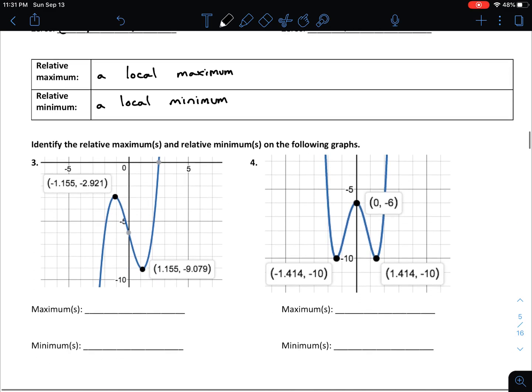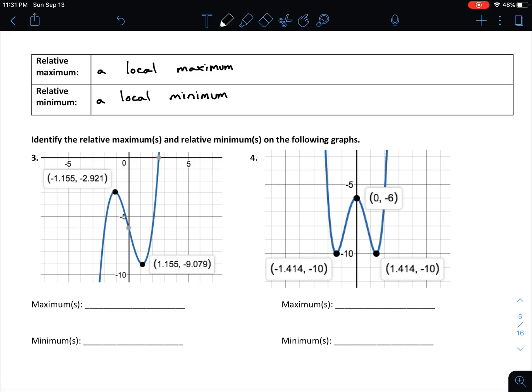Two other types of critical points are called relative maximums and relative minimums. These are just another name for something we saw in the previous lesson, which was a local maximum and a local minimum. So just to do some practice with that, let's go ahead and identify what those points are on our graphs for number 3 and number 4.